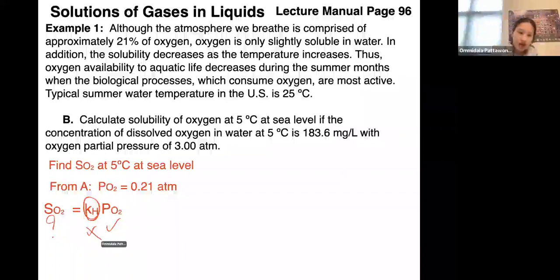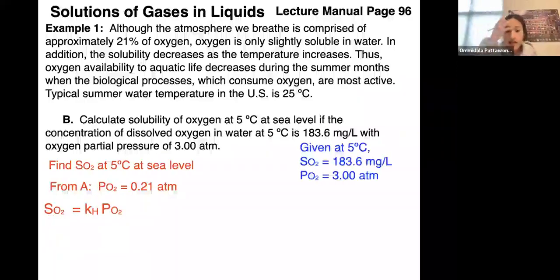So that means something else probably going to allow you to find out the KH value. Okay, so what do we do? In this case, let's take a look at what else is given for this problem. This problem also gives the fact that at 5 degrees Celsius, if you have a pressure of oxygen of 3 atm, you should be able to dissolve 183.6 milligrams of oxygen in 1 liter.